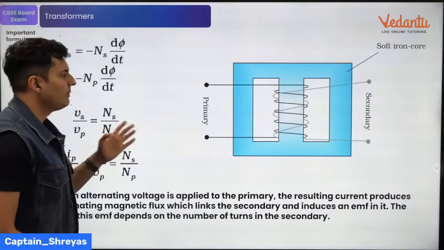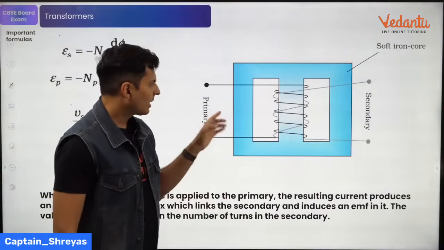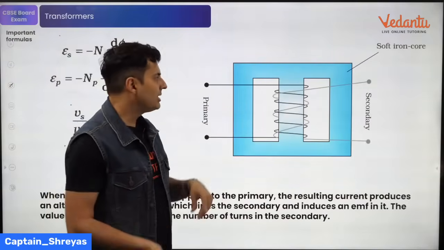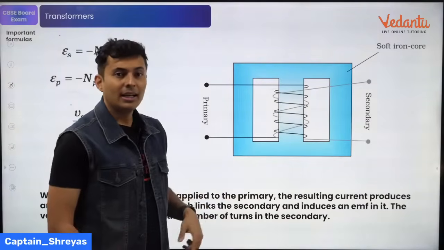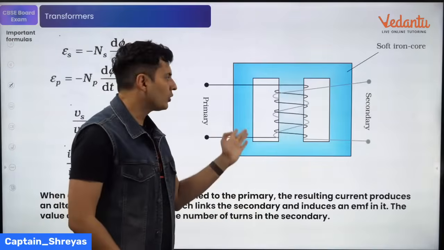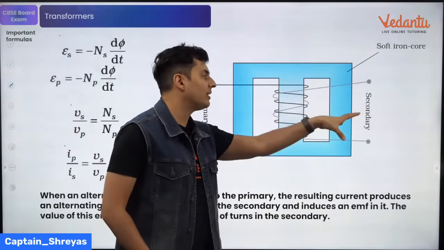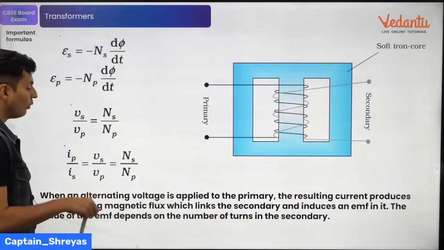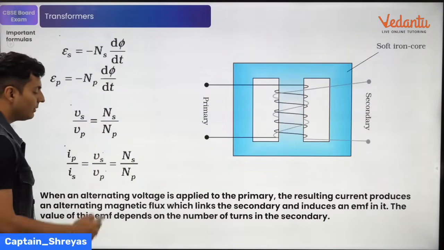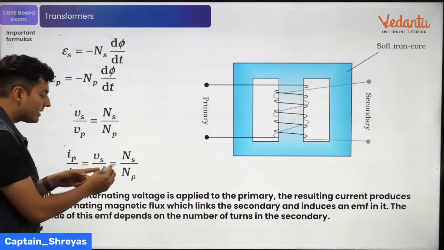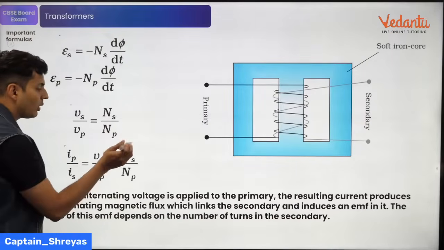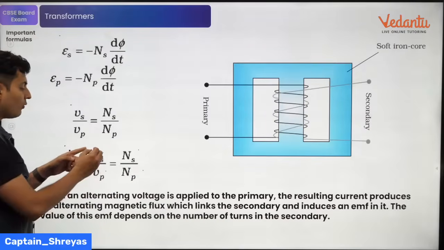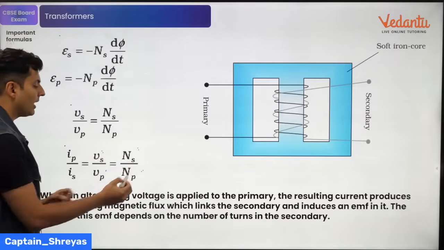Now, in a transformer, basically you have 2 coils, and because it's an AC voltage or AC current, the current keeps changing. That affects the other coil. It creates EMF in the other coil. So through mutual induction, EMF is generated in the secondary coil. Now it so happens that if you measure the voltage in the secondary coil divided by the voltage in the primary coil, it is exactly the same ratio as the number of turns in the secondary coil upon the number of turns in the primary coil. So Vs by Vp is Ns by Np.